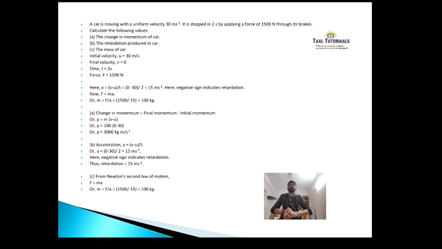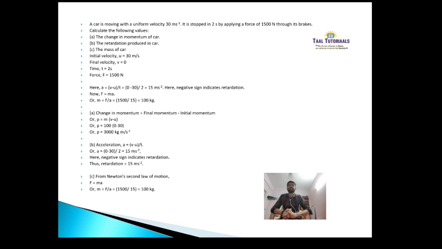So from our information we get u is equal to 30 meter per second, v is equal to 0, time was given as 2 seconds, and f is equal to 1500 Newton, where a is equal to v minus u by t, that is 0 minus 30 by 2, that is 15 meter per second square, and it should be in minus because it is retardation. So mass is equal to f by a, that is 1500 by 15, so mass we get as 100 kg.